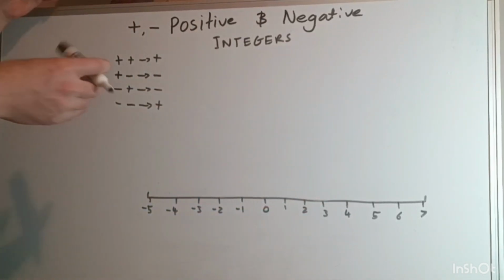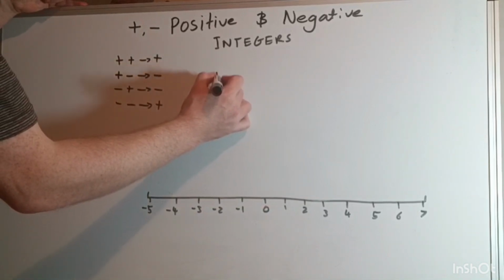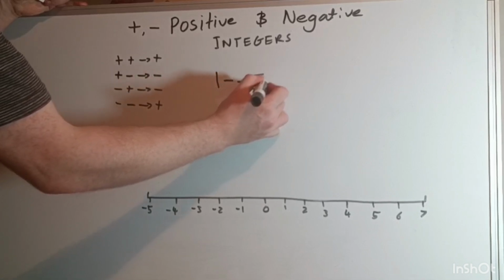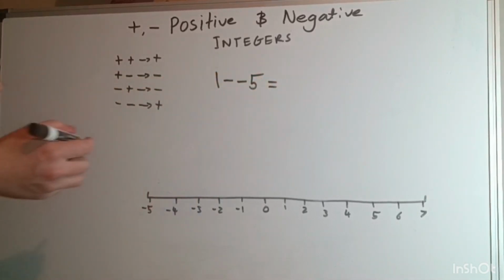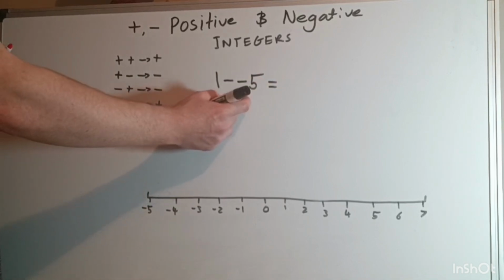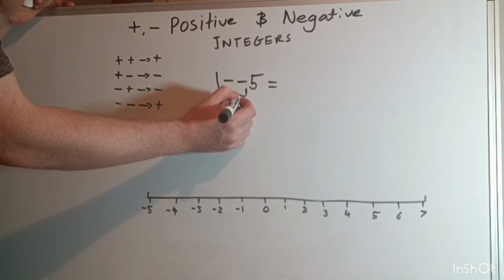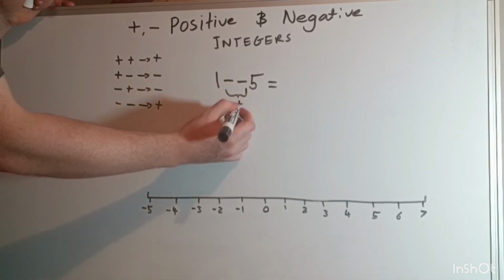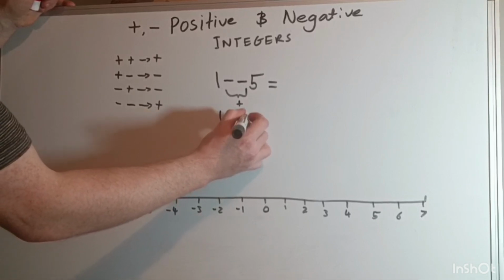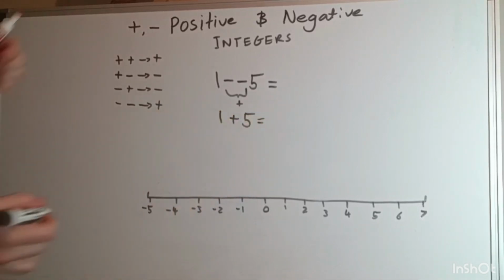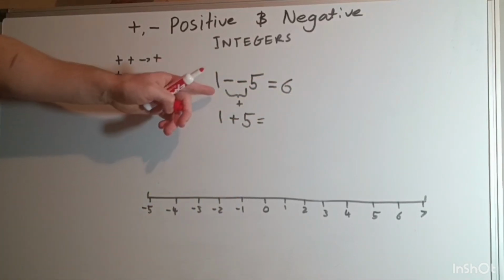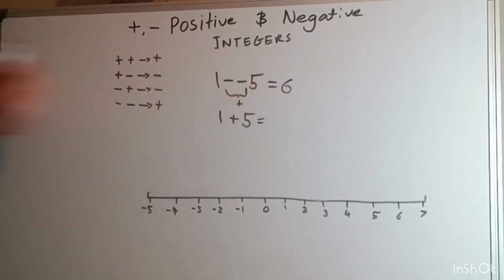And the final example we're going to do is 1 minus -5. So again, if we go back to our rules, two negative signs together get a plus sign. So these two negative signs just become a plus. So what we actually have is 1 plus 5. And 1 plus 5 just gets us to 6. So 1 minus -5 is +6.